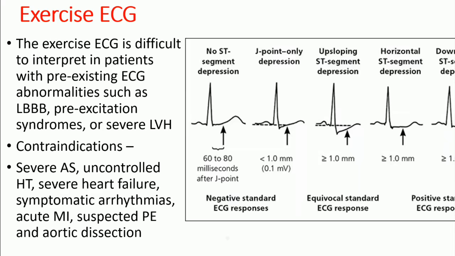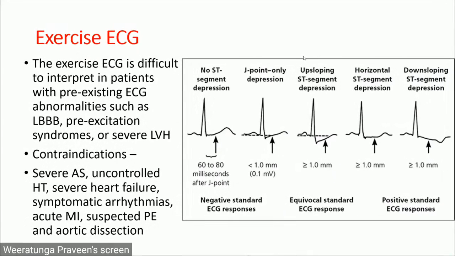Right. But if you manage to do an exercise ECG, the most important changes are these two. Look at this figure, look at this picture here, children. Right? So the positive ones are horizontal. So during exercise, if you see a horizontal ST depression or a downsloping ST depression, these are your positive responses or positive findings for significant coronary artery disease. Horizontal ST segment depression and downsloping ST segment depression. J point depression or upsloping is negative to equivocal. So the most significant findings are horizontal and downsloping ST segment changes. Right. That's an important fact to remember.